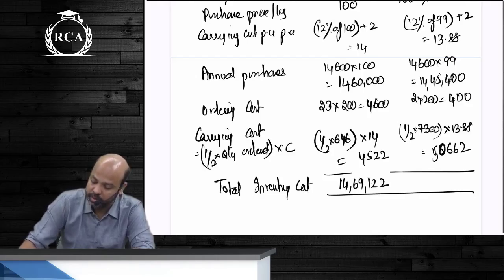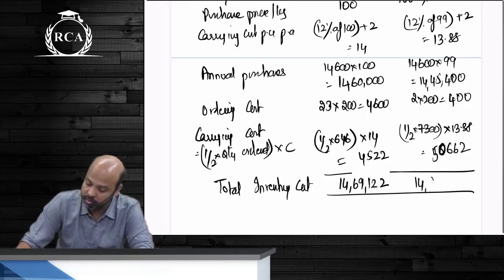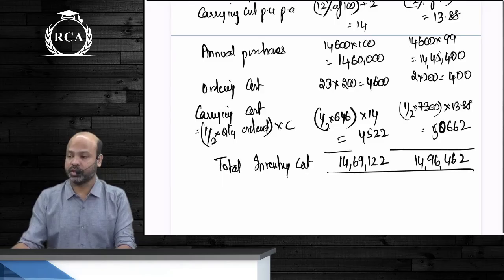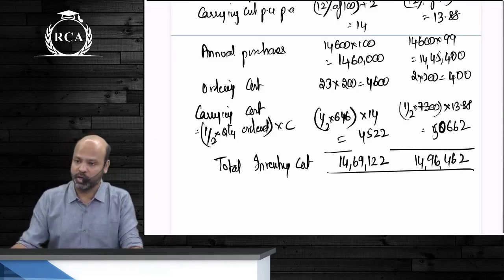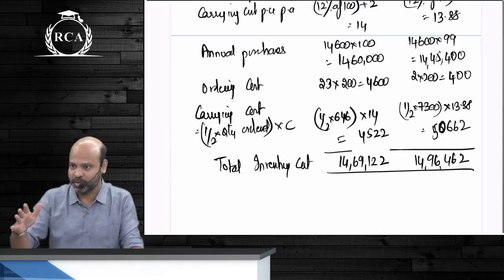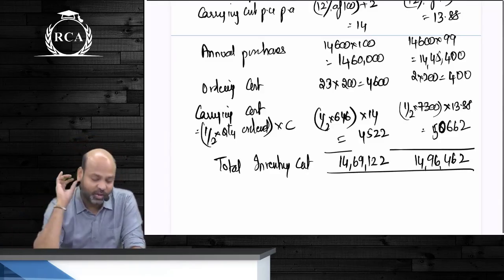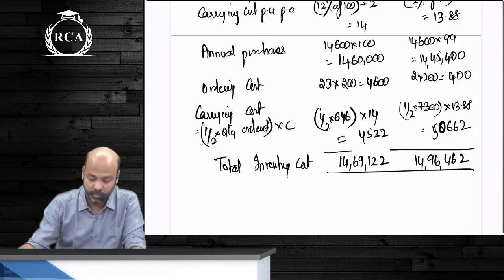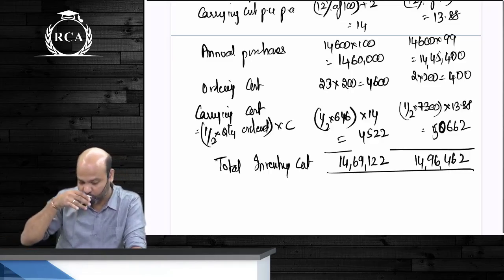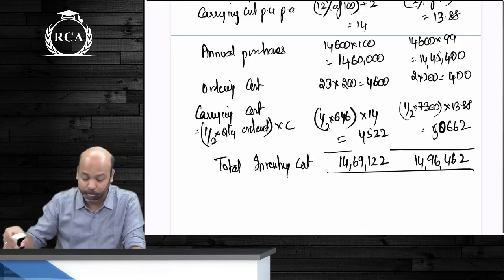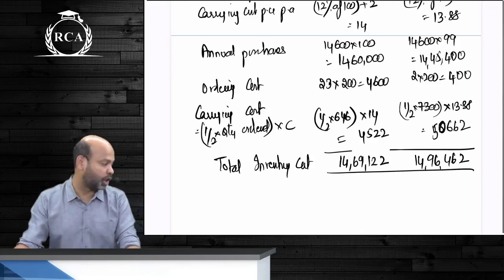The other one is 96,000. What will be the conclusion, guys? Guys, you will write: discount offer should not be accepted. Discount offer should not be accepted.